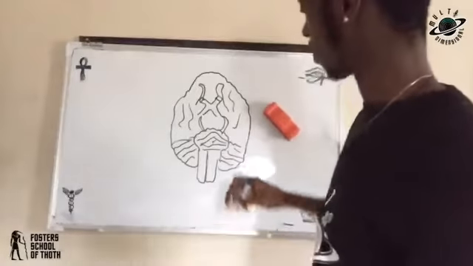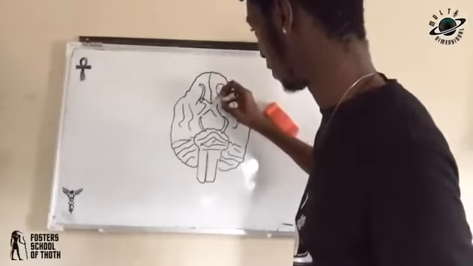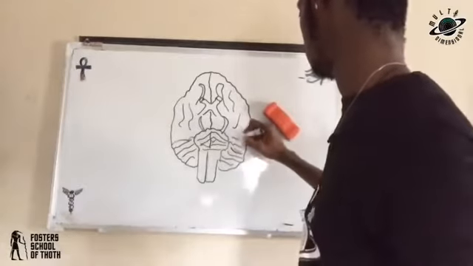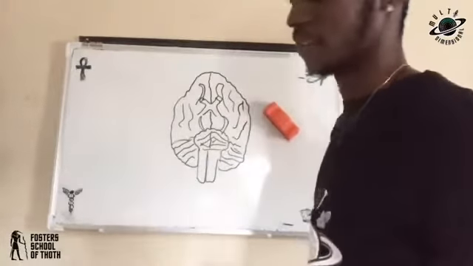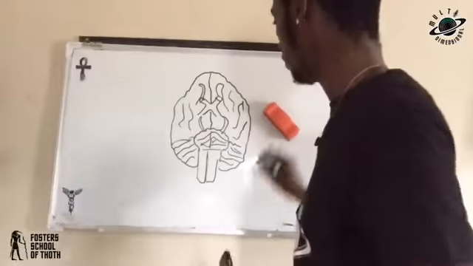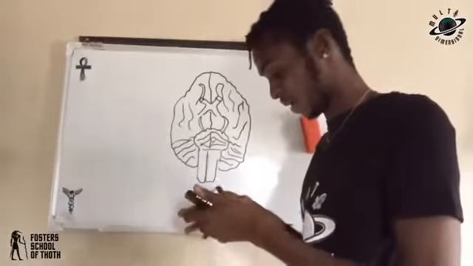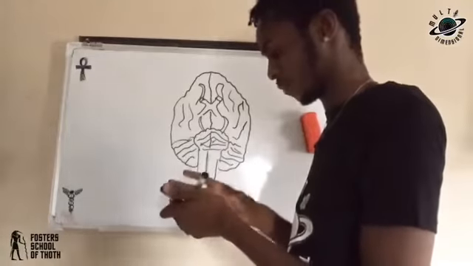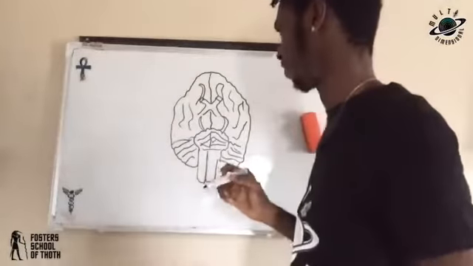So now this is like a top view. Let me split this in half here. So this is the brain, looking at it from the top view. What do we understand about this now? This will tell you a lot about the 12. Let's talk about the 12 disciples. The 12 disciples respectively are the 12 cranial nerves.